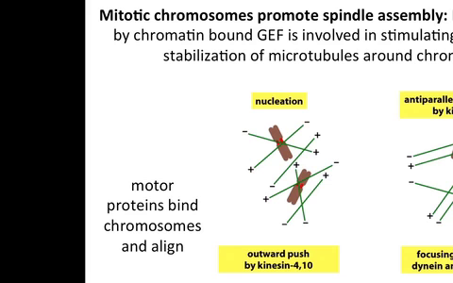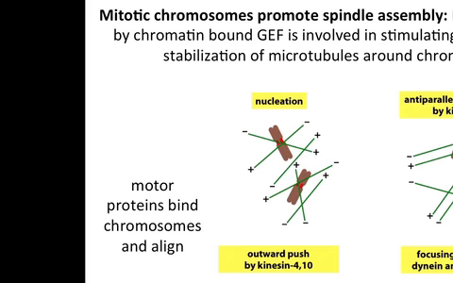Nuclear import. So it makes sense that it's in the nucleus and associated with chromatin, right? Remember that Ran GAP bound to chromatin? Think back. I know, you guys forgot it all. So Ran GTP is activated by chromatin-bound GEFs. So we knew that already from the beginning of the semester. It's involved in the release of proteins that are imported into the nucleus, and the export of proteins also. It's also involved in stimulating nucleation and stabilization of microtubules around chromosomes.